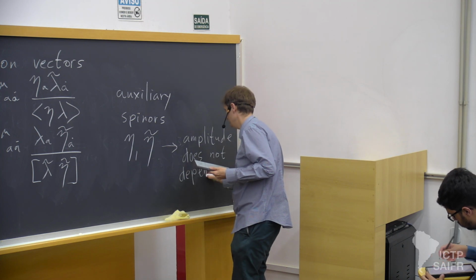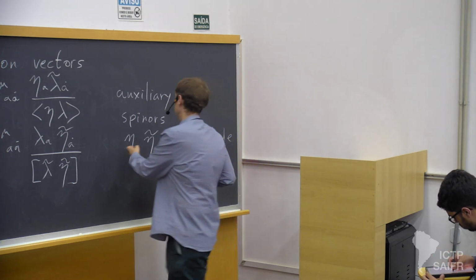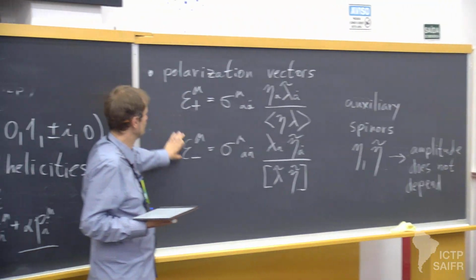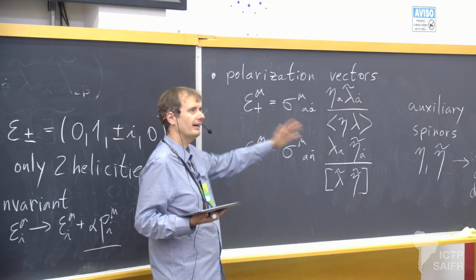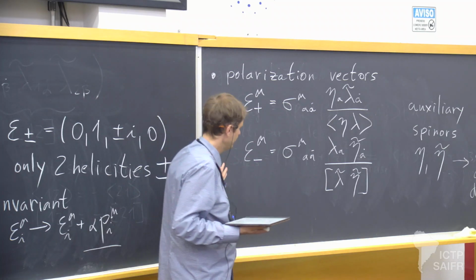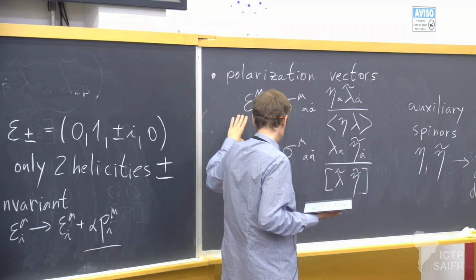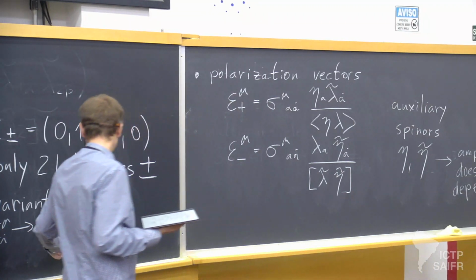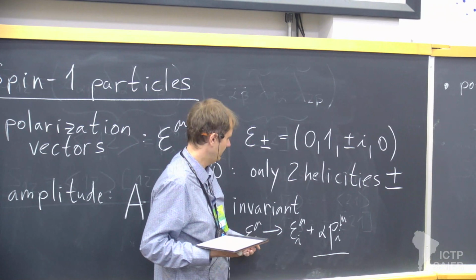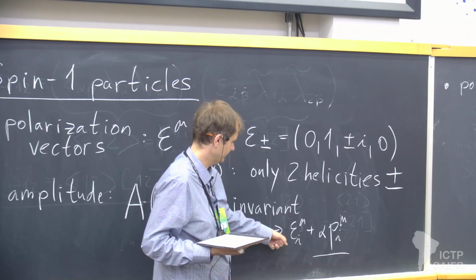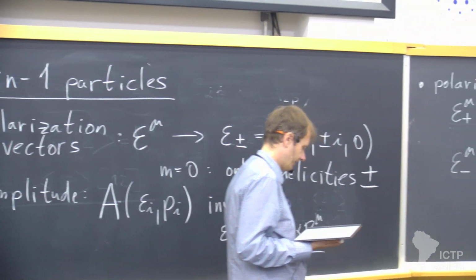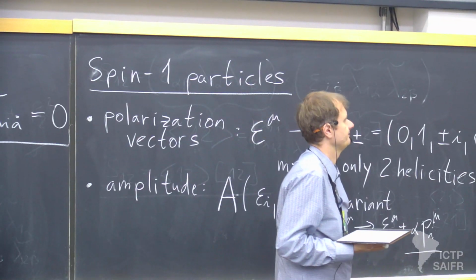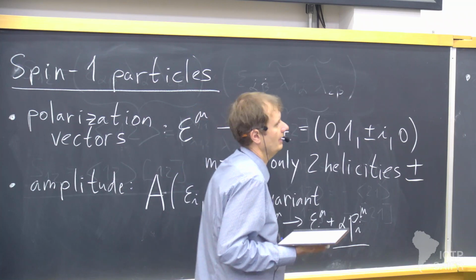So we can make any choice we want, but the amplitude doesn't depend on this eta and eta tilde. Despite the epsilons depending on them, once you plug them into the amplitude, once you calculate the amplitude, they will drop out. And this is the analogous statement to the one that when you do this shift, the amplitude also doesn't depend on this parameter. Yeah?